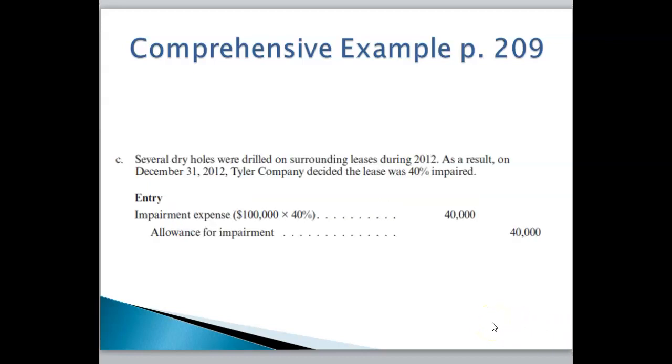Several dry holes were drilled on surrounding leases during the year. As a result, Tyler Company decided the lease was 40% impaired. So we're going to take the $100,000 times 40%. We're going to debit impairment expense for $40,000, and we're going to credit allowance for impairment of $40,000.